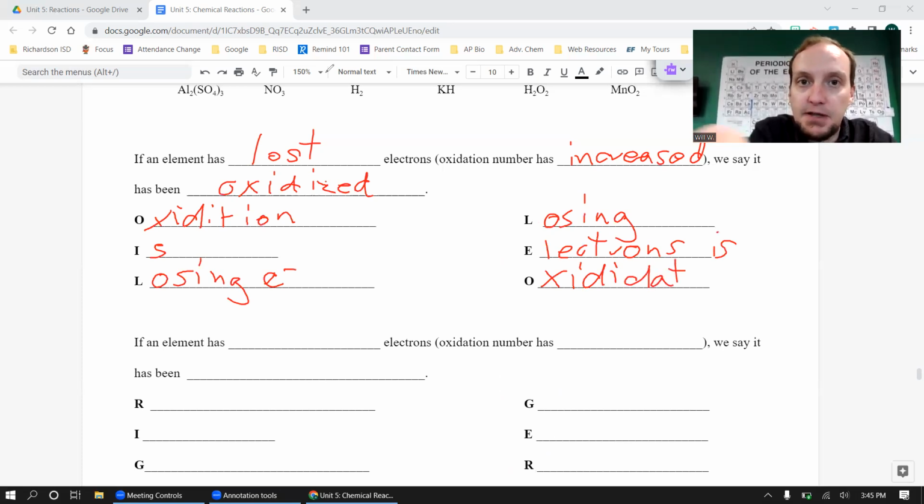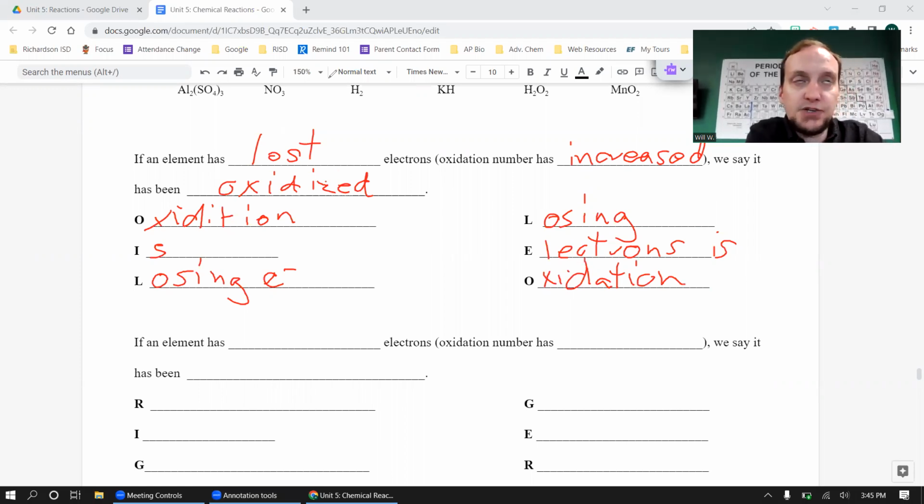Whoa, I cannot spell. Sorry, guys. Let me try that one more time. I'm thinking and writing the oxidation. There we go. That's how you spell it. All right, so if you lose electrons, you're going to be oxidized, and your oxidation number from the left side of the reaction to the right side of the reaction will increase and go up in value, okay?